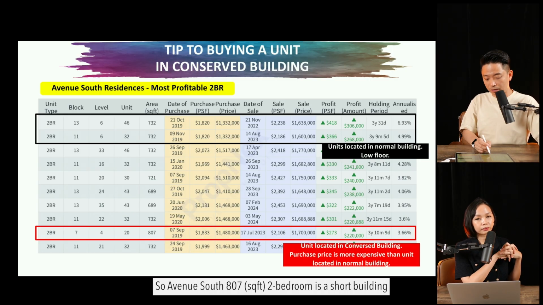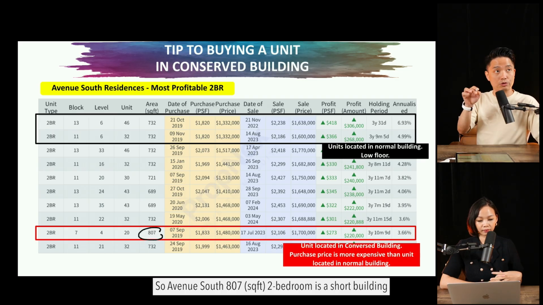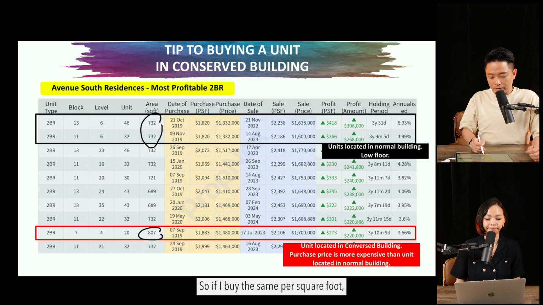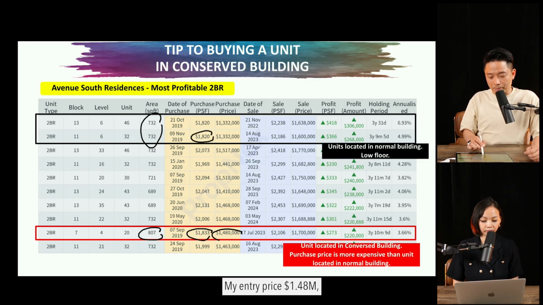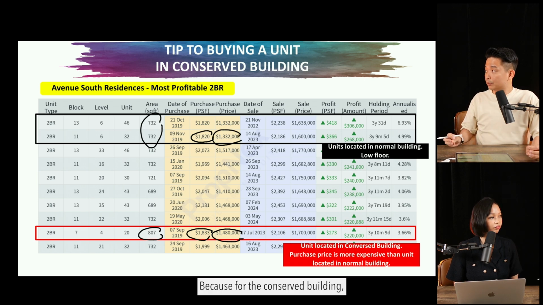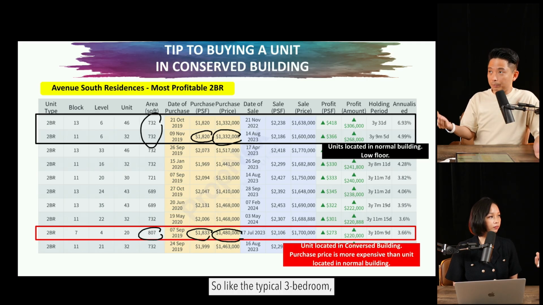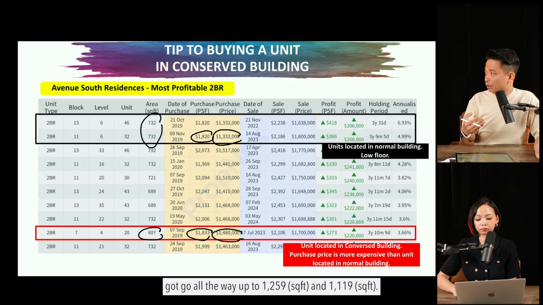So at Avenue South, the 807 2-bedroom is a short building. 732 is a tall building for a 2-bedroom. But the key problem is what? If I buy at the same per square foot, my entry price is 1.48, yet here it is 1.332, even at the same price. Because for the conserve building, like just now the 3-bedroom we showed you, the typical 3-bedroom premium one is 1023. But just now that one went all the way up to 1259 and 1119.